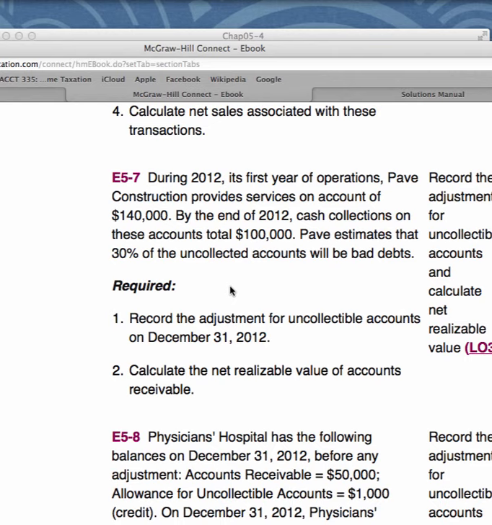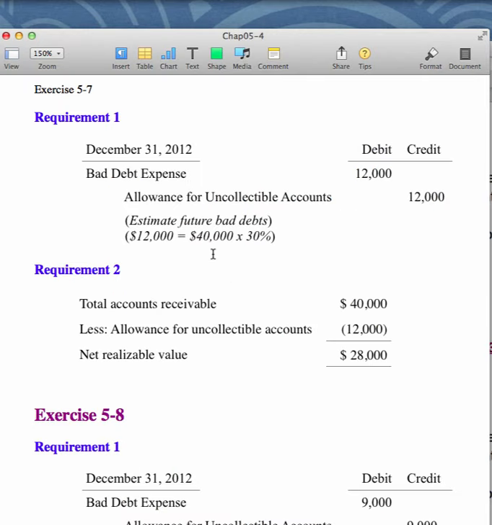Requirement 1 is to record the adjusting entry for uncollectible accounts. Since this is a new company, the uncollectible accounts will start at 0, and 30% of the $40,000 accounts receivable balance is the uncollectible amount. Here we have $40,000 as the accounts receivable balance at the end of the year, and 30% is uncollectible. Therefore, $12,000 is debited to bad debt expense, and $12,000 is also credited to allowance for uncollectible accounts.